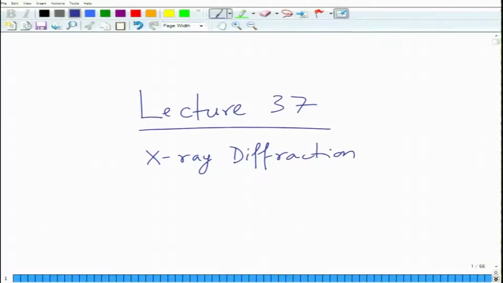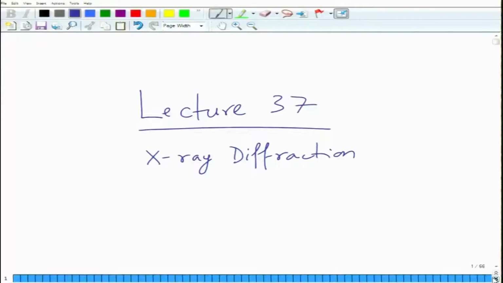Okay, so we begin with lecture 37 here. Perhaps this is the last lecture on X-ray diffraction, which is a technique to characterize crystals, as we have seen in the past few lectures.